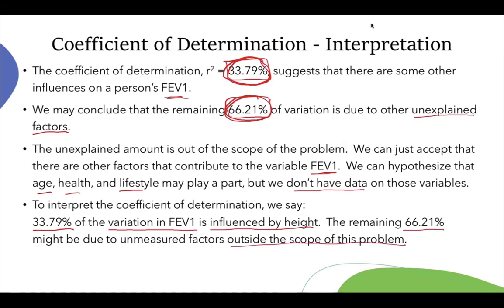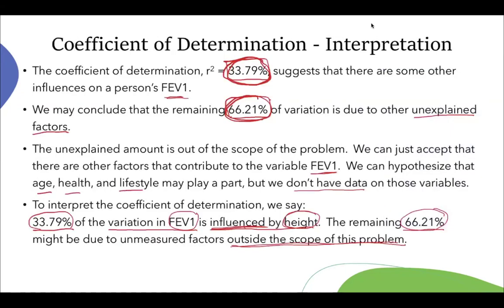And in general, that is how we are always going to measure a coefficient of determination and interpret it. We will state the coefficient of determination in terms of a percent, and we'll state what the dependent variable is, being influenced by the independent variable. And then we're going to state the remainder of the percentage, which is outside the scope of the problem.